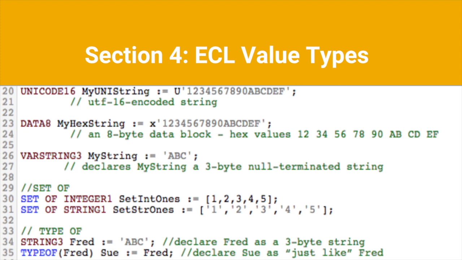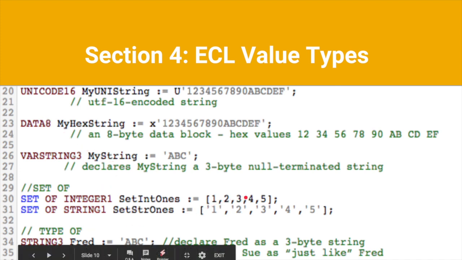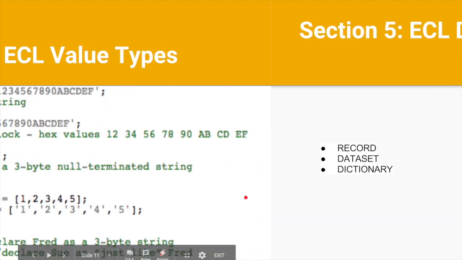The next line down says type of Fred Sue equals Fred. So we just declared Sue as Fred. It's basically making a duplicate of something. You have to do it like this. You can't just reference the variable. You couldn't just say Sue colon equals Fred. It doesn't work that way. You have to do a type of statement. So it's very interesting. We'll talk more about all of those in a section later.